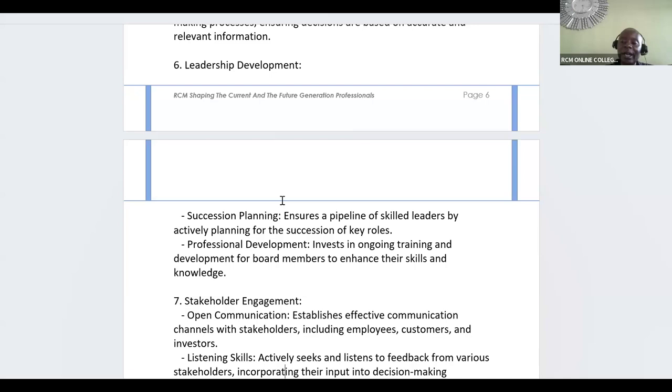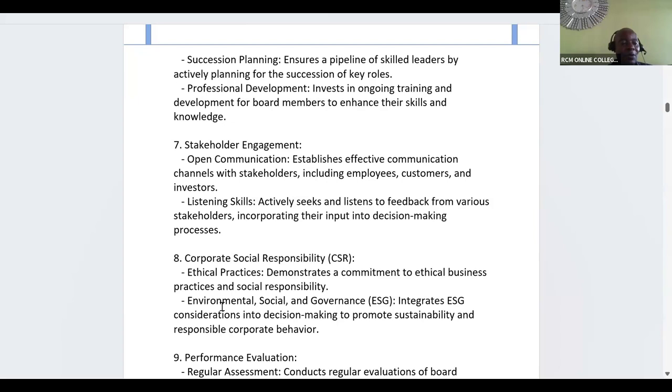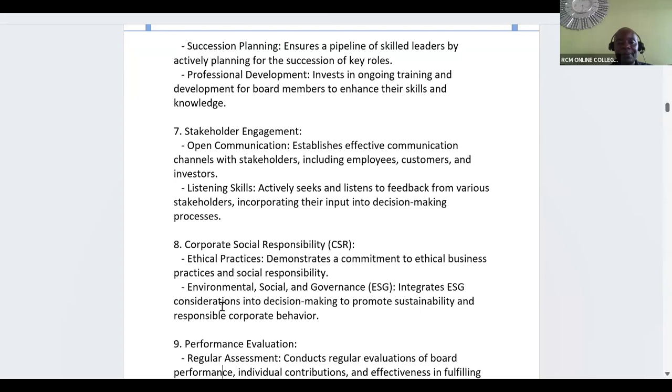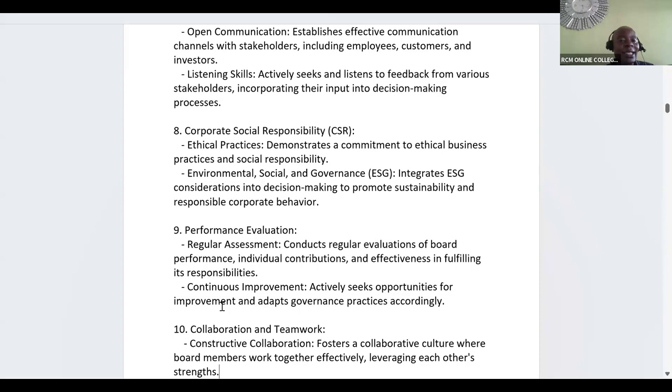If we don't have a succession plan, then we are not a progressive board. If you're not talking to stakeholders, if you don't have an open communication system, then we are lacking a very key pillar of progressive boards. We can't talk of being a progressive board if we don't understand any CSR activities. All right? It can only be called a progressive board if it has this very important building block.